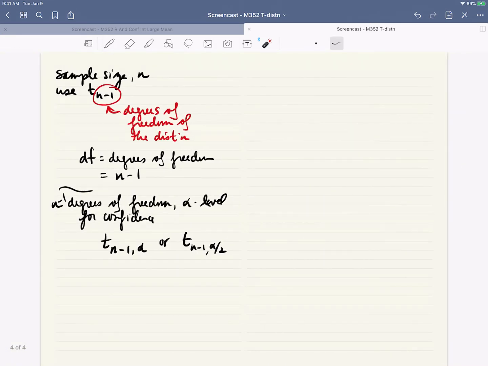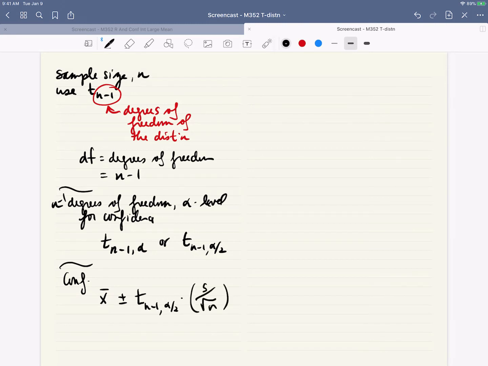How would I summarize this? The confidence interval now is going to look like x bar plus or minus t sub n minus 1 for the degrees of freedom, your alpha over 2, and then times our standard deviation. So everything we learned about the confidence intervals for large samples to estimate a sample mean still works. The only thing you switch out is a new way to calculate this multiplier.